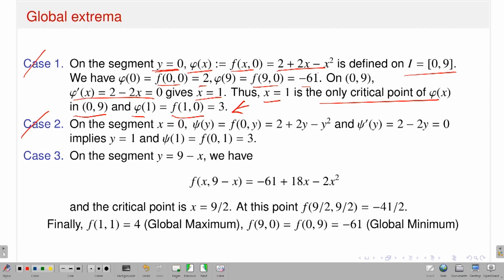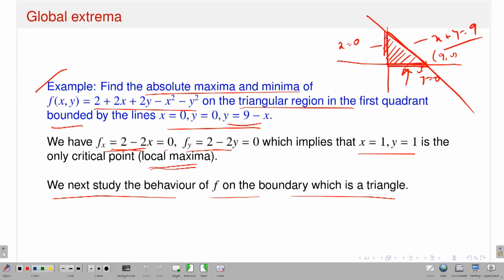Case 2, in the segment x is equal to 0. Again do the same process, keep x is equal to 0, think about it as a function of a single variable y, and just get the values. So put x is equal to 0, think about the function of single variable psi y, which is f of 0 comma y. Okay, so you just check the boundary points. If I put x is equal to 0, then y is equal to 9, again this is 0 comma 9.